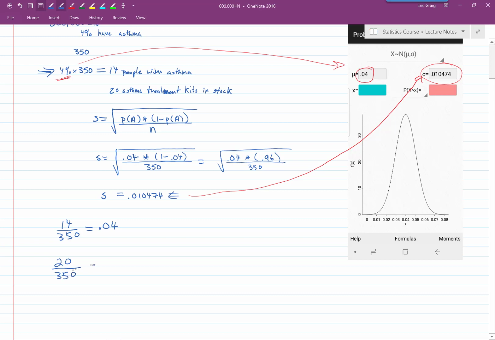So the proportion that we want here, we want to find out what is the probability that the proportion we see is going to be 20 over 350. We only have 20 kits, so you do this little bit of math, it's 0.0571. This fraction here is equal to this in decimal. So what you would enter over here is 0.0571.